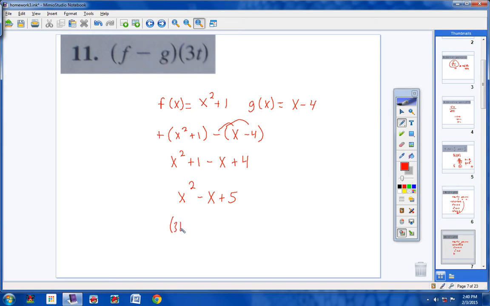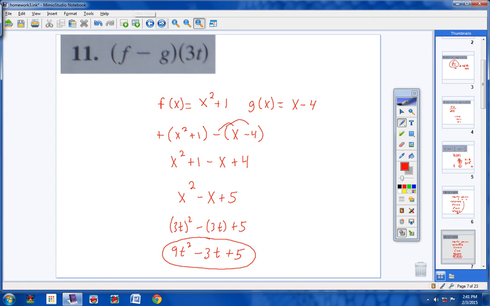So we have (3t)² − 3t + 5. If you square 3t, 3 times 3 is 9, t times t is t squared. Minus 3t would be negative 3t, and then plus 5. There's no like terms to combine. That's definitely as far as you can go.